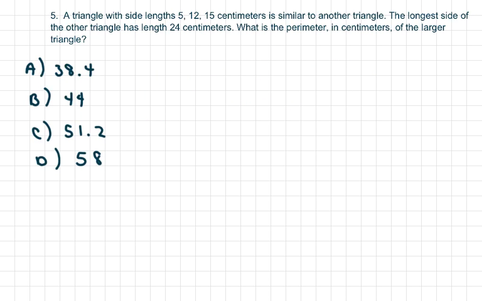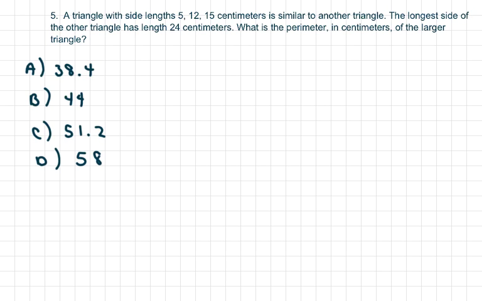Okay. We have a triangle with side lengths 5, 12, and 15 that is similar to another triangle. The longest side of the other triangle has a length of 24. So what's the perimeter in centimeters of the larger triangle? So basically, corresponding sides of similar triangles are in proportion to each other. So we're going to set it up as a proportion to find the lengths.